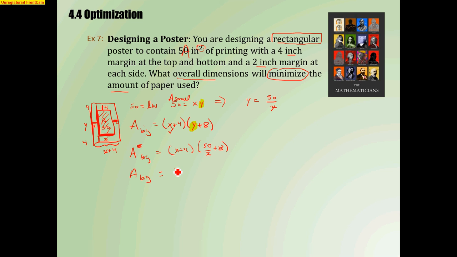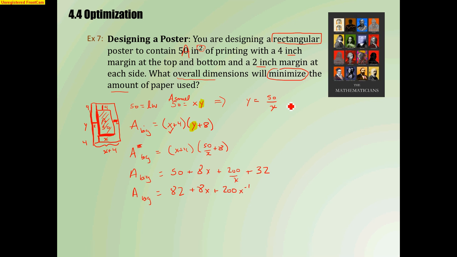X times 50 over x is just 50, right? Plus 8x, plus 4 times 50 is 200 over x, plus 4 times 8, which is 32, which means the area of the big rectangle is 82 plus 8x plus 200x to the negative 1.